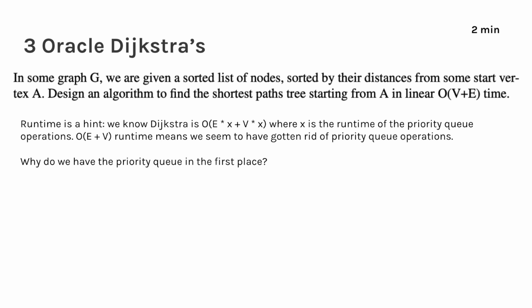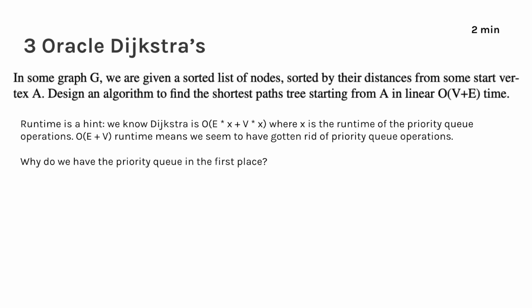Okay, question 3. In some graph G, we are given a sorted list of nodes sorted by their distance from some start vertex A. Design an algorithm to find the shortest path tree starting from A in the linear O of V plus E time. Okay, so with this question, we're not given the shortest path distances from the start node, but we're given the nodes sorted by their shortest path distances.